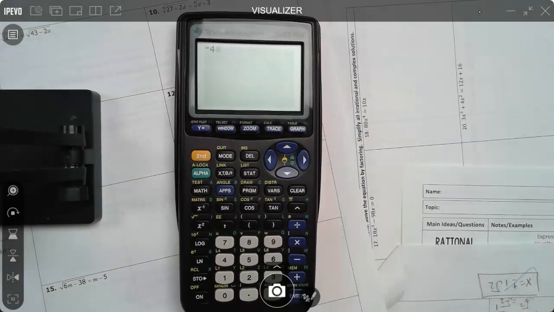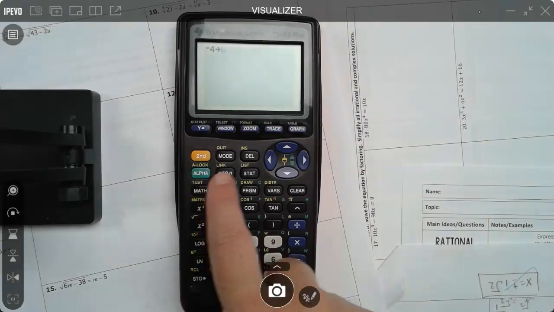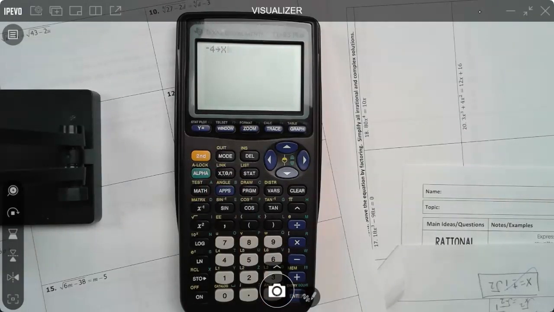All right, STO right here at the bottom, right beside the 1. Hit that button. And then hit the button for X. It's right beside the alpha button. Hit enter. And what this does is this tells my calculator every time I hit X, read it as -4.